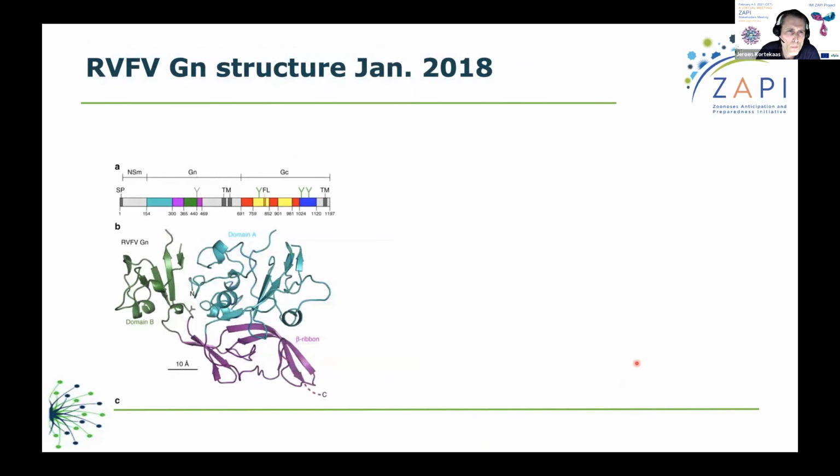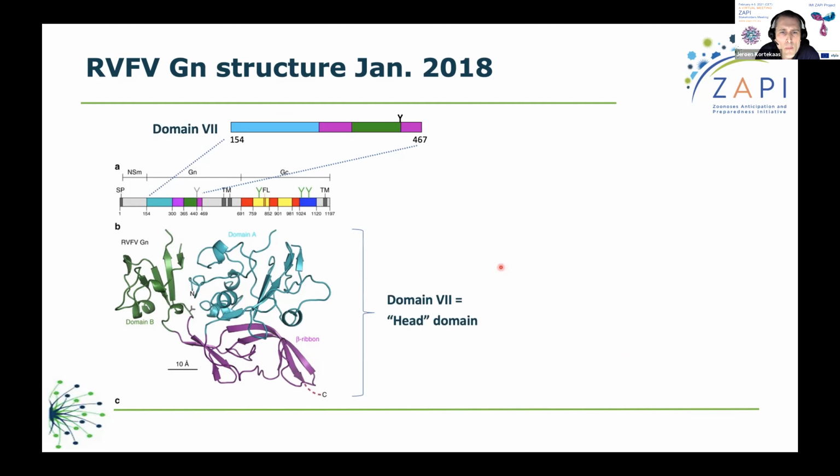Okay, so this was not done within the ZAPI project, but when the project was running, the crystal structure of the GN ectodomain was published, and it looks like this, and was also shown this morning already. And it was really very nice that we had predicted that this domain 7 corresponds very nicely to this structure. This is also what we call the head domain of Rift Valley fever GN.